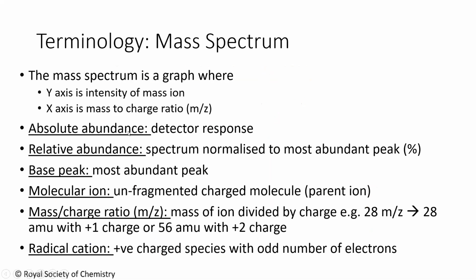So we have the absolute abundance. That is the abundance at the detector. We look at the detector later on. So when an element or a compound gets into the instrument, there's a detector that picks up a response generated by the detector. That's the absolute abundance. Then we have what we call the relative abundance, which is the abundance that is normalized to the most abundant peak.